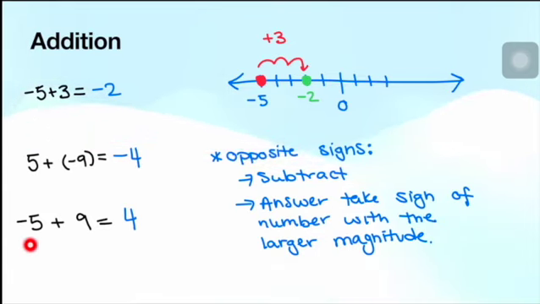Notice if I switch the signs, -5 plus 9, I can do the problem the same way. 9 minus 5 is 4, but now the positive number, the 9, is bigger than the magnitude of the negative number, 5. So the answer will be positive.